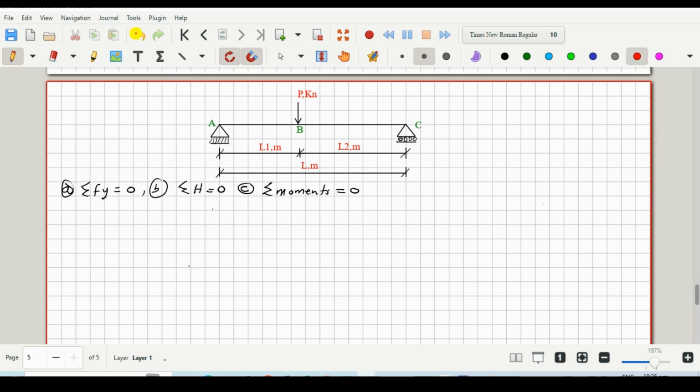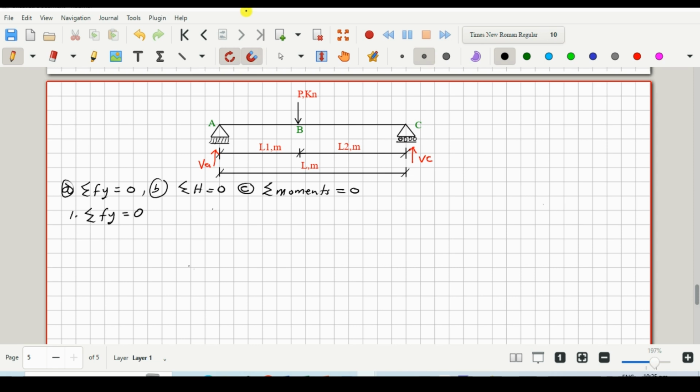We'll have a vertical reaction at point A. Let us call that vertical reaction VA. And the vertical reaction at C, let's call that VC. Right, so let's try and implement the first condition. That is the summation of our vertical forces, or summation of our Fy, must be zero. So let's start off. Summation of our Fy equals zero.